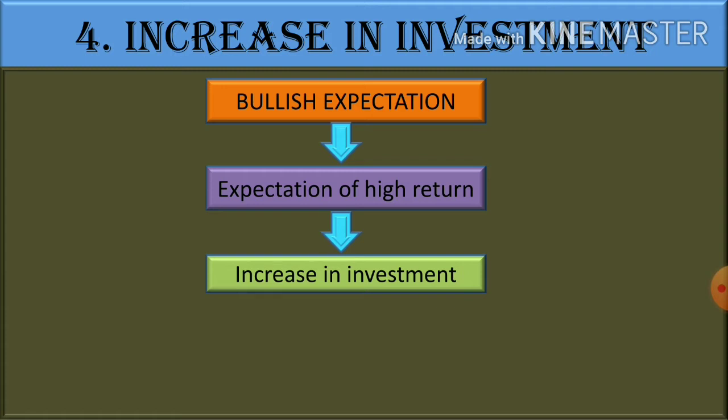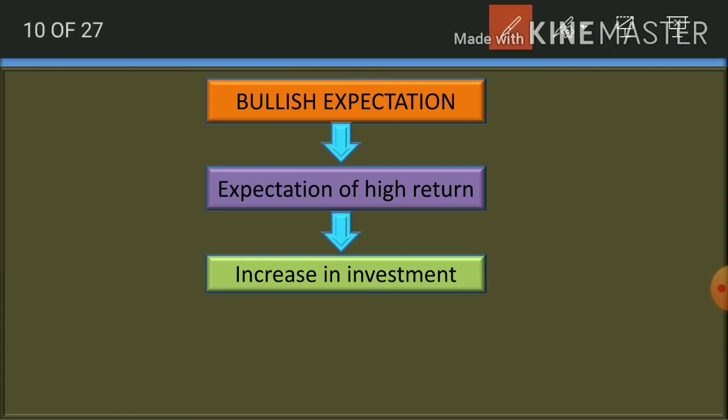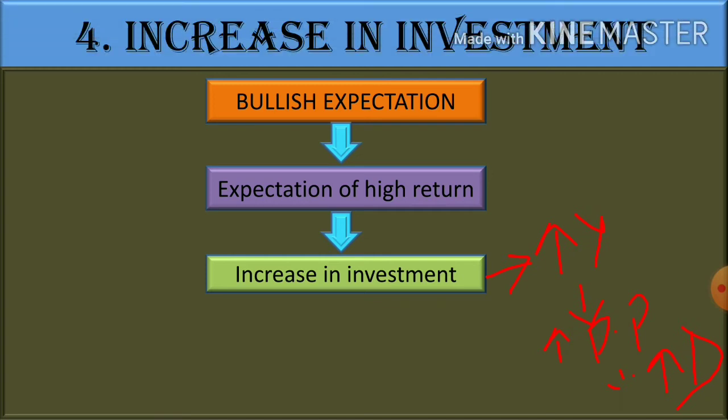That is why investment will increase, and when investment increases, obviously income will also increase. When income increases, purchasing power will increase, and then obviously demand will also increase. When this demand increases beyond a limit, you all know what will happen: there will be a situation of excess demand in the economy.